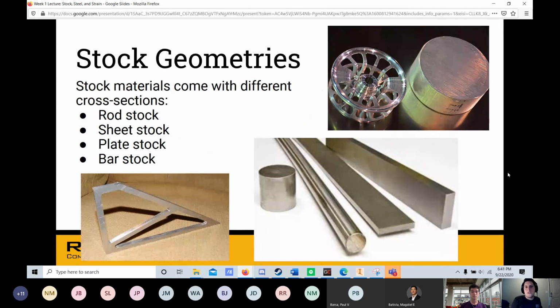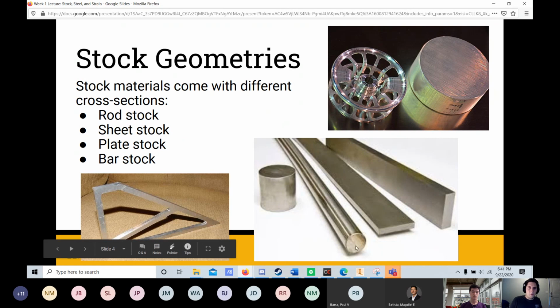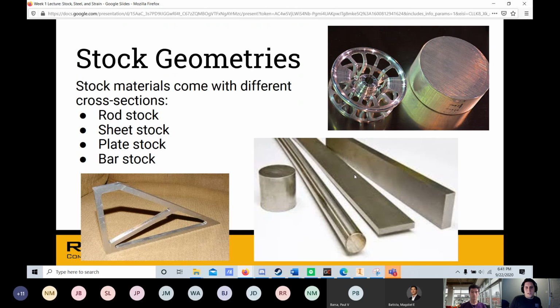All right, some other things to consider with stock is materials will come with different cross sections. I did mention rod stock when talking about shafts and threading them, right? So rod stock is literally like you have a circular cross section right over here. You have sheet stock, which is what I was talking about with hot rolled and cold rolled. You have plate stock, which is honestly the same thing, except it's a lot smaller, right? Sheets will usually be pretty wide and pretty thin, whereas plates are going to be a lot smaller. And the same thing with bar stock, honestly.